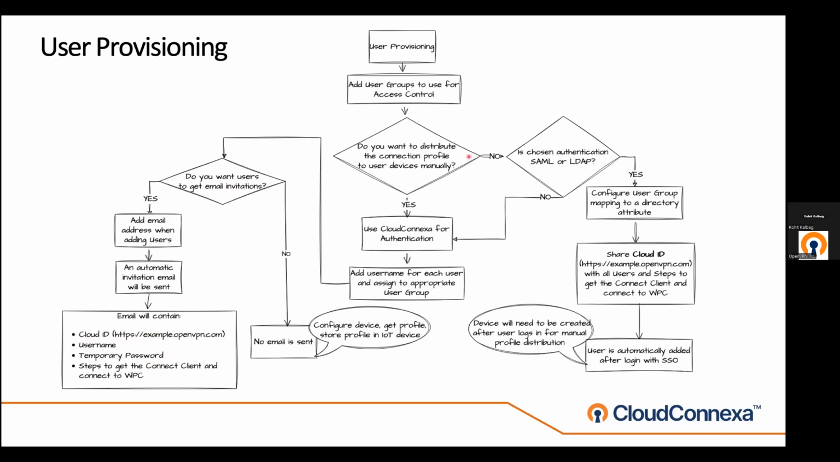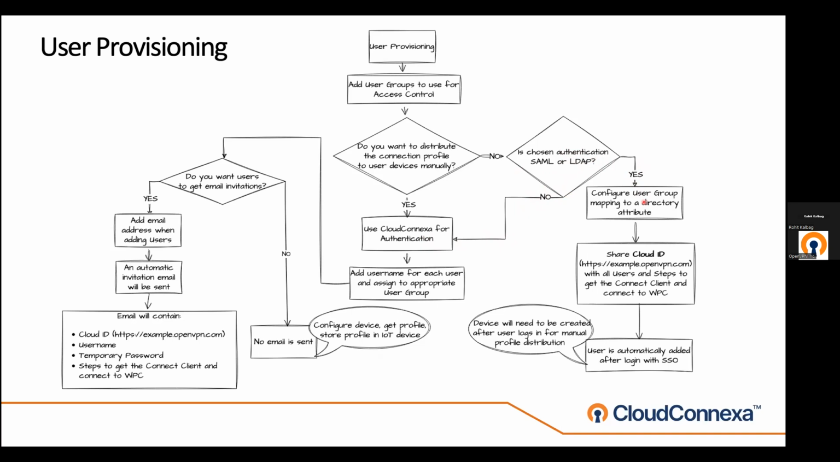Now, if you don't want to distribute the connection profile manually, or you want to, but the only choice is to use SAML or LDAP, you go ahead with that. And you can also use the local authentication for automatic distribution. And once you set up SAML or LDAP, you configure and map one of the directory attributes that get sent, or the SAML attributes that get sent over after authentication, to each of the user groups you have created.